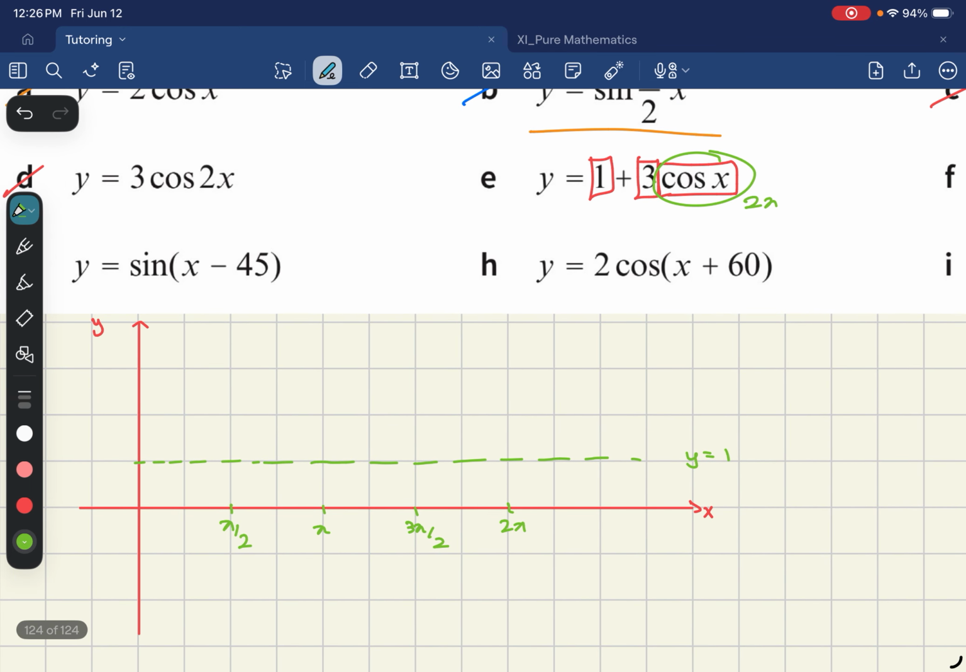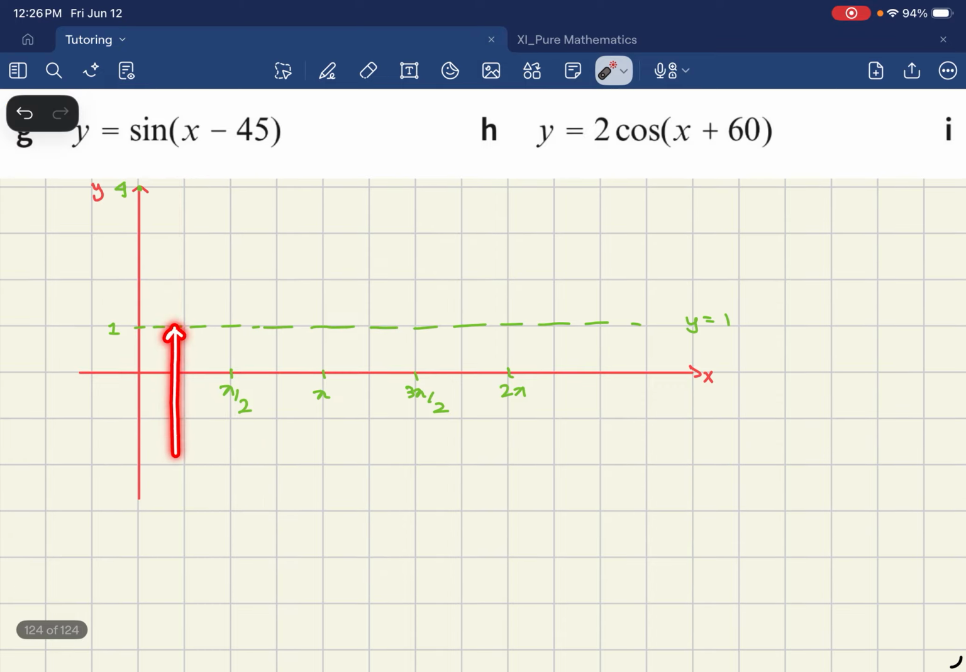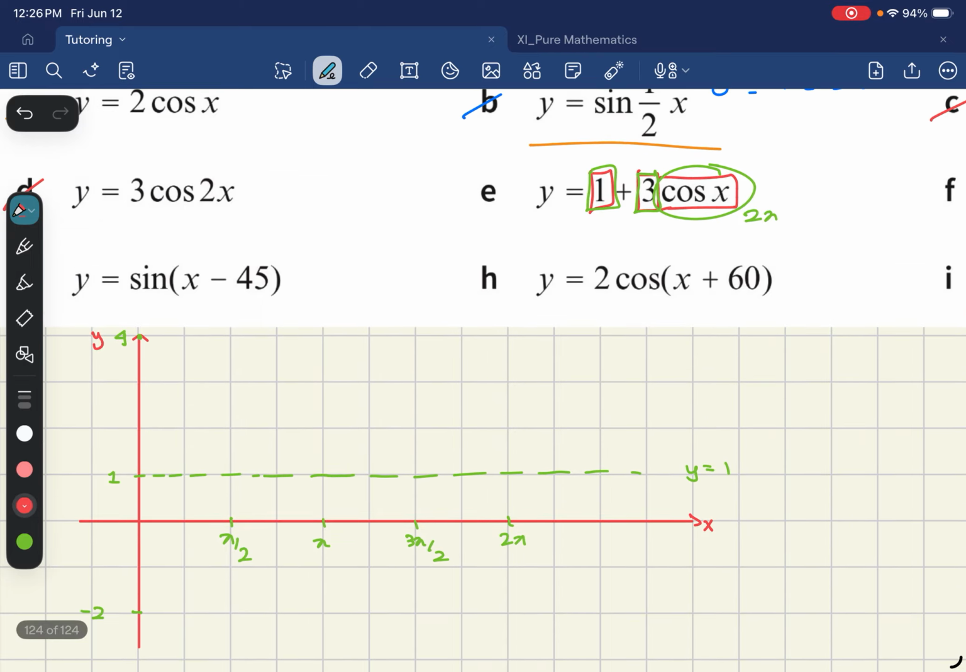All right. So my amplitude is 3, and I'm starting at my 1 point, right? So I need to go 3 up. If I go 3 up, I reach up until 4, right? If this is 1, and my amplitude is 3, then I have to go up until 4. And I need to go 3 down as well. So I get to negative 2. All right. And now I can just draw my cosine curve regularly.